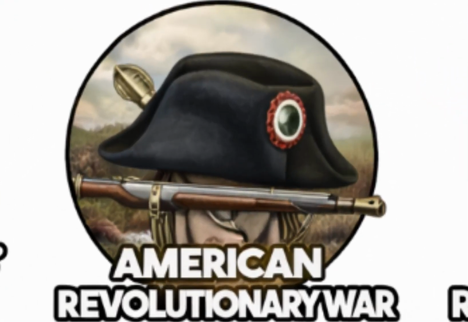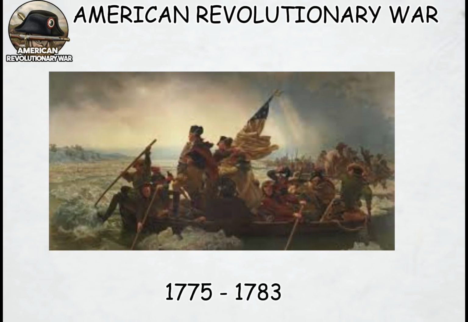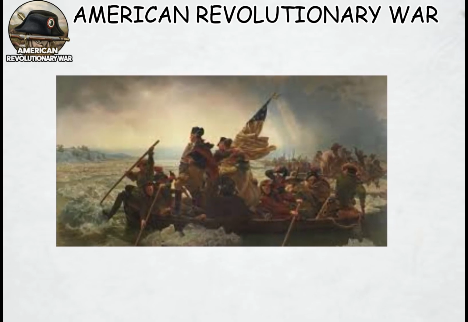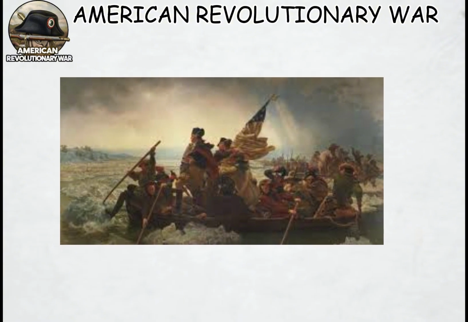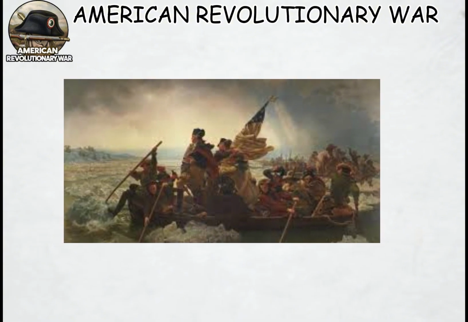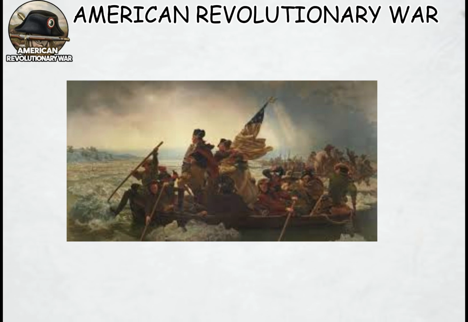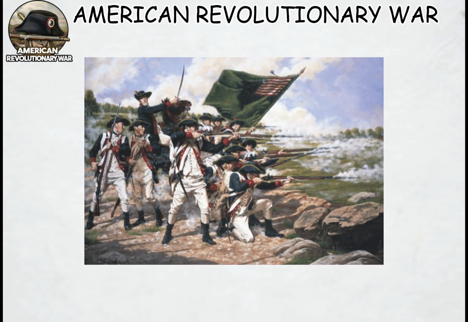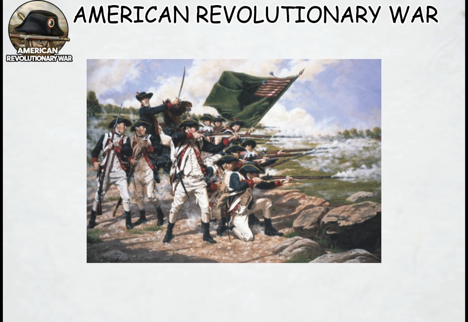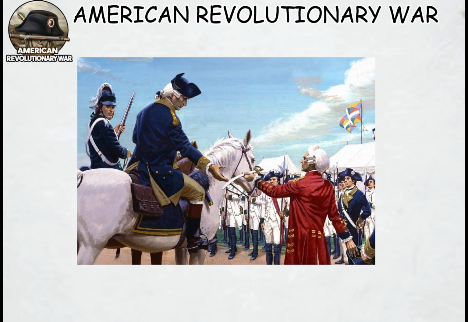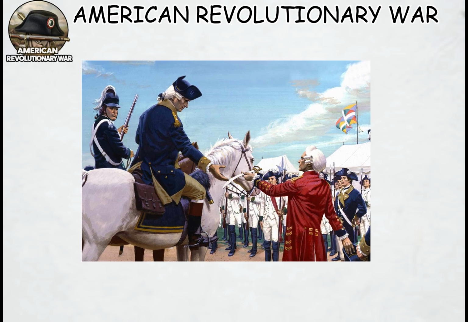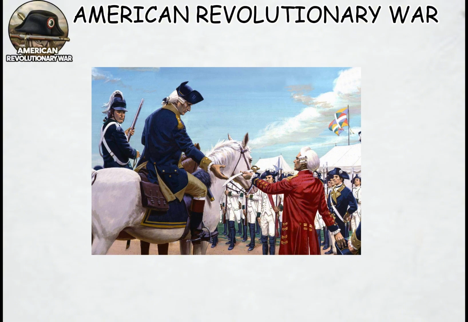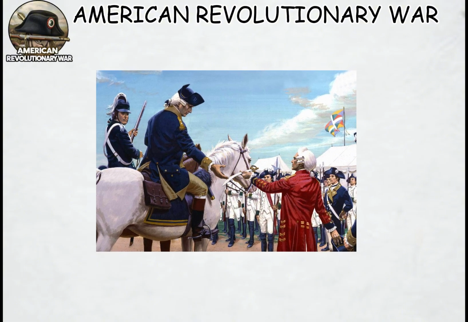American Revolutionary War. Fought from 1775 to 1783, the American Revolutionary War was a conflict between the 13 American colonies and Great Britain. The colonies rebelled against heavy taxes and the fact that they had no representation in the British government. Over time, the colonies formed their own army and received crucial military support from France. The war ended with the Treaty of Paris, which officially recognized the United States as an independent nation.